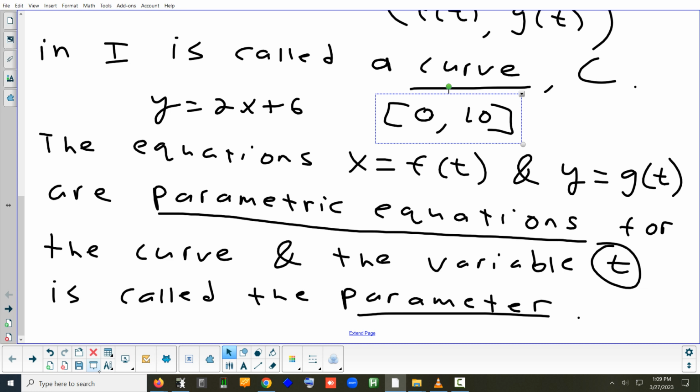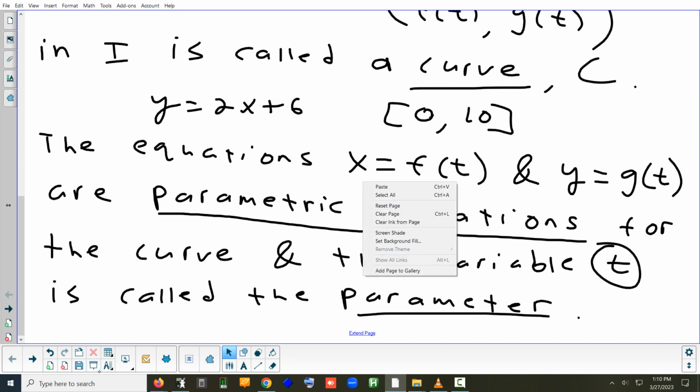Is t in the equations x equals, y equals, the same? Yeah, you'd have to pick, like if you plug 3 in here to get the x value, well, to get the corresponding y value, you'd have to plug the same value of t in here. So they'd have to be the same.